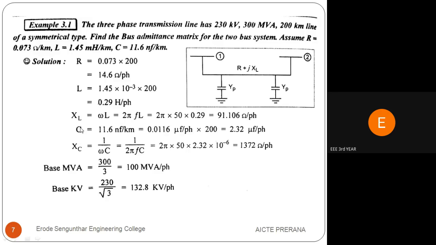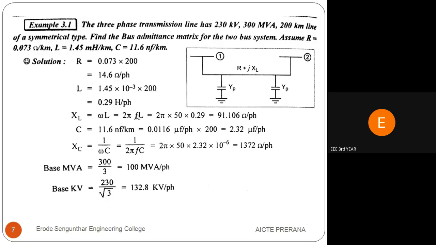Then we have to consider capacitor C equal to 11.6 nanofarad per kilometer. That nano is converted to micro, so we multiply with 10 power minus 3, so we get 0.0116 into 200, then we will get the final answer 2.32 microfarad per phase.